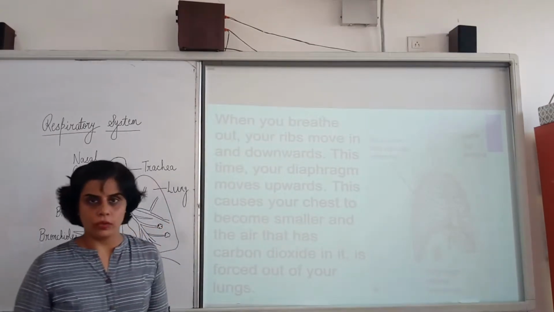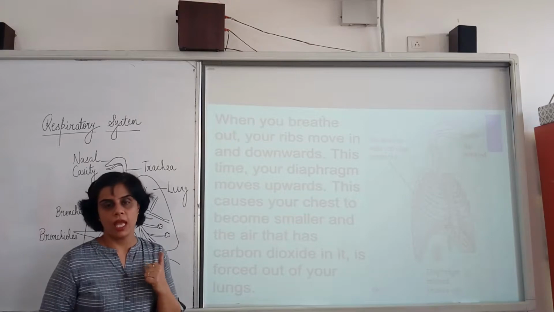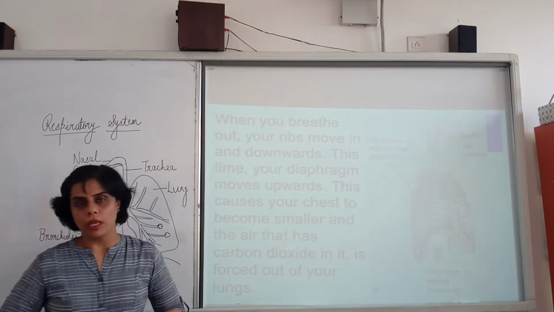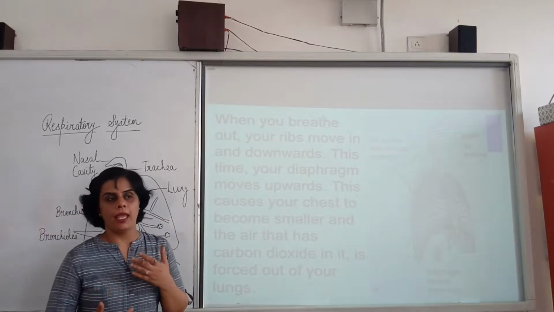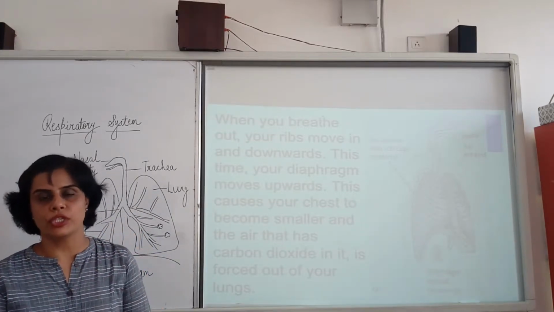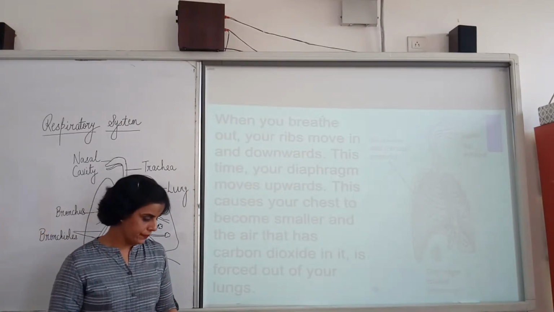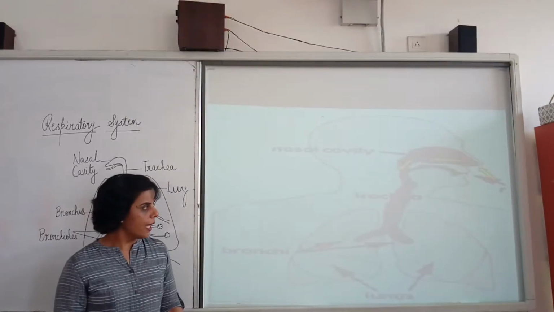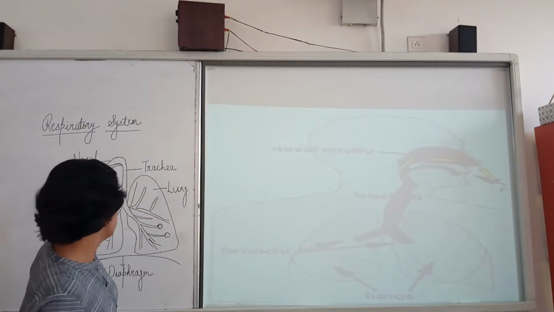When you breathe out, your ribs move inwards and downwards. The diaphragm goes upwards. This leads to the contraction in the chest cavity. Again, due to the difference in pressure, we throw out the air rich in carbon dioxide. This process is called exhalation. Moving ahead, let's understand the working of the system.